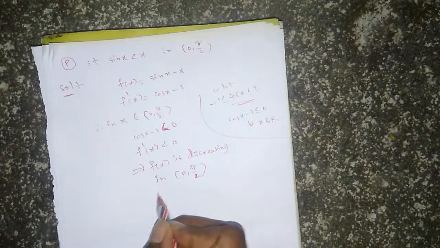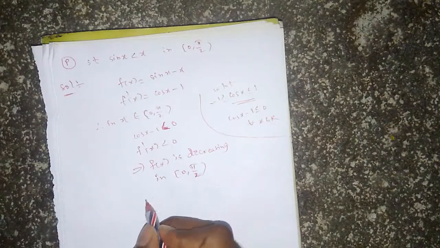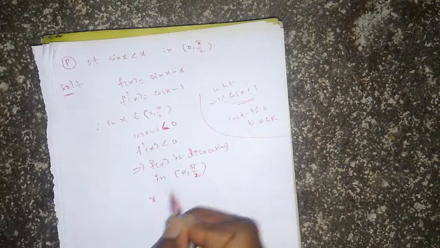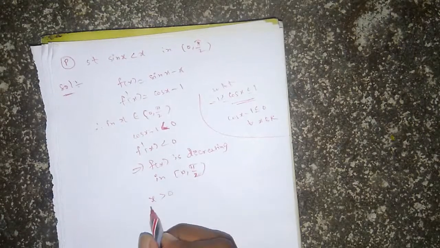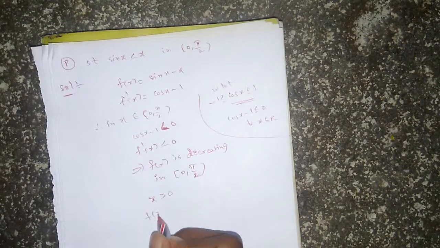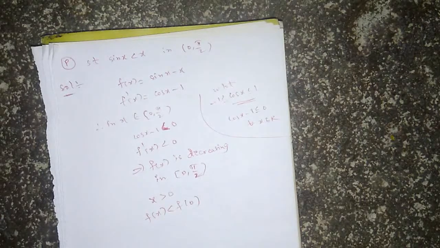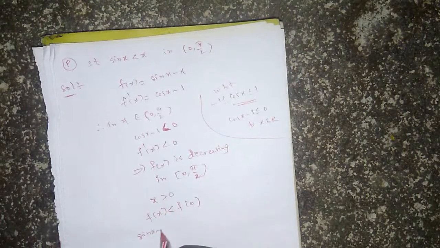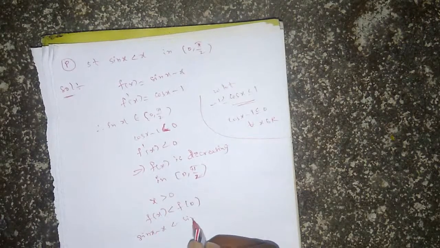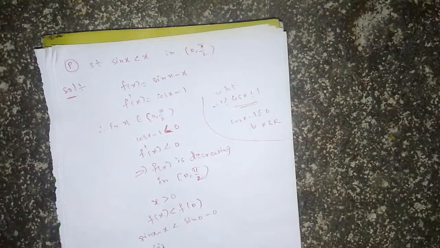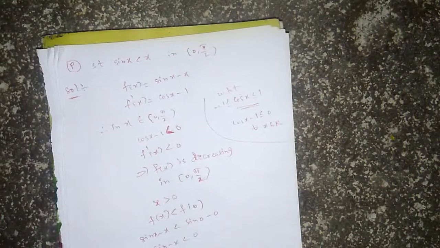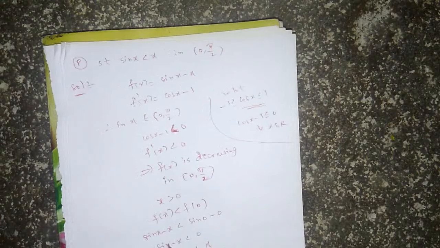Decreasing means that for x greater than 0, f of x is less than f of 0. F of x is sin x minus x, and f of 0 means sin 0 minus 0, which is 0. So sin x minus x is less than 0, that is sin x is less than x.